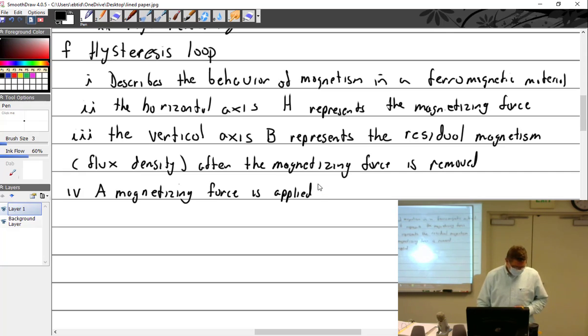Magnetizing force is applied. That was the H plus going in the up direction to the saturation point.